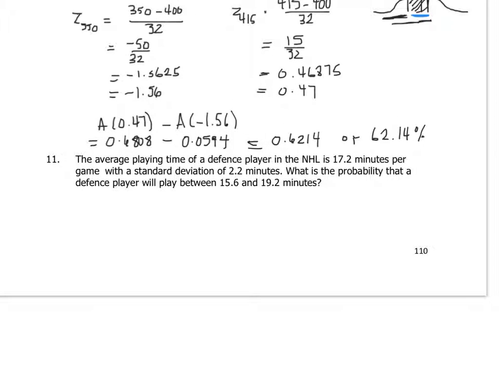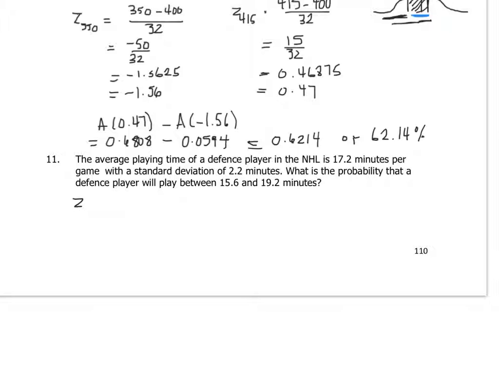Okay, question number 11. The average playing time of a defense player in the NHL is 17.2 minutes per game with a standard deviation of 2.2 minutes. What's the probability that a defense player will play between 15.6 and 19.2 minutes? So again, it's the same kind of thing.